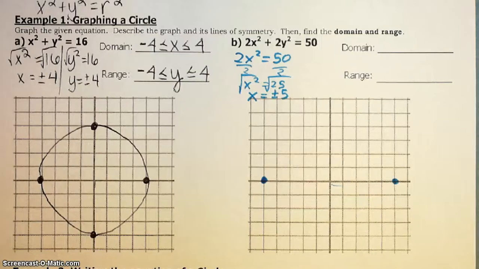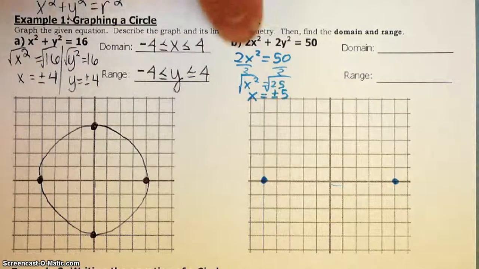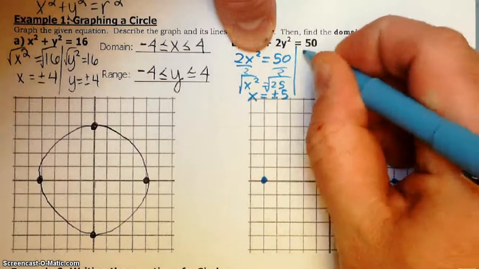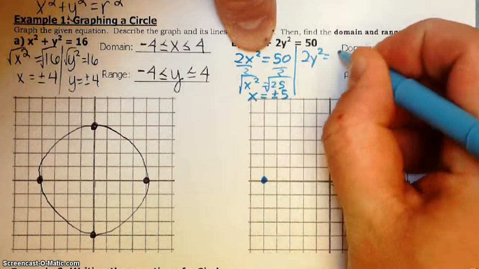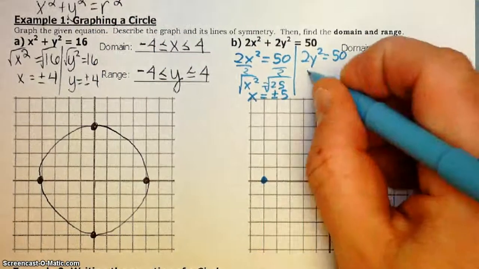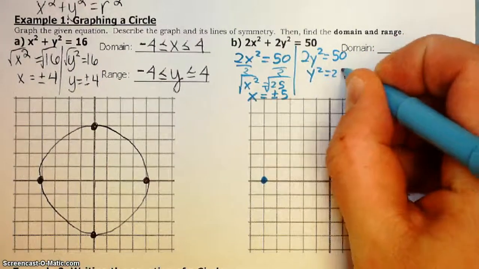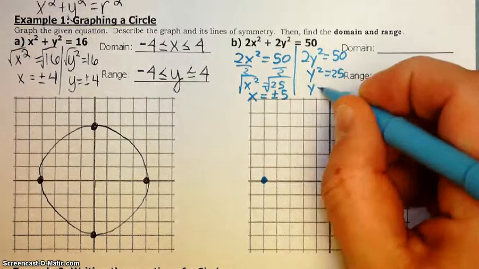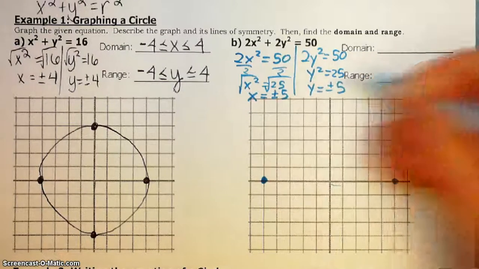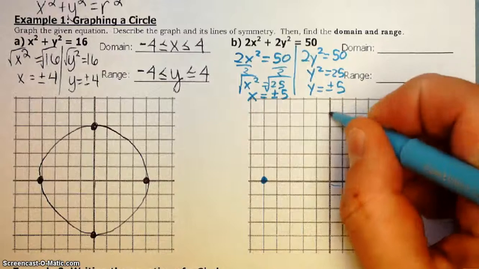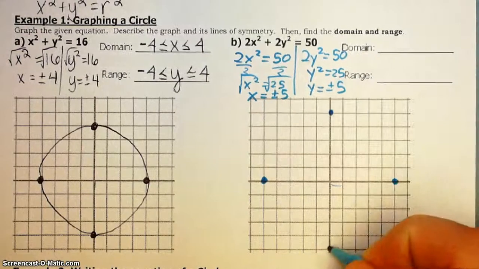For the other intercept, I'm going to cover up the x term. That's the same as putting 0 in, making it an intercept. We're going to get 2y squared equals 50. Divide both sides by 2. Y squared equals 25. Square root both sides. Y is going to equal plus or minus 5. So that tells us the y-intercepts are going to be at positive 5 and negative 5.